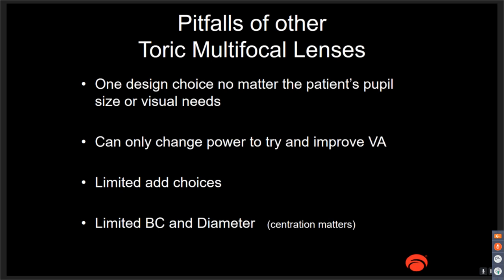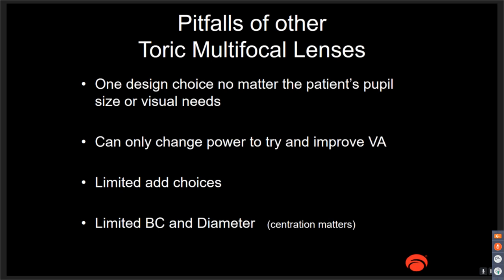Very limited choice there. And so the first thing you do when they don't read well is you start doing a modified monovision. And a lot of times what you end up with is a very expensive monovision that you probably should have been just doing for that patient if you're not going to go to a custom lens. And then, of course, limited base curves and diameters.